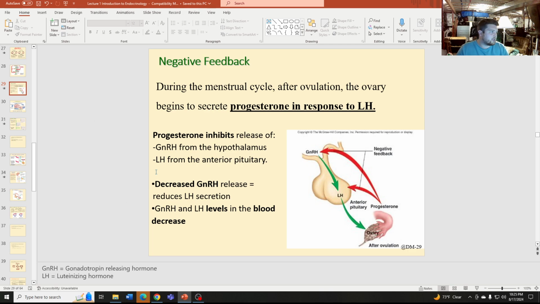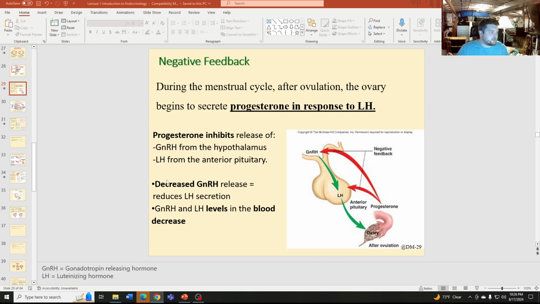Here's an example of all this. Another example of negative feedback. During the menstrual cycle after ovulation, the ovary begins to secrete progesterone in response to luteinizing hormone. Progesterone inhibits the release of GnRH, the gonadotropin releasing hormone from the hypothalamus, and then LH, luteinizing hormone, from the anterior pituitary. And then once those decrease, progesterone release will also decrease. So it's all connected within that loop.